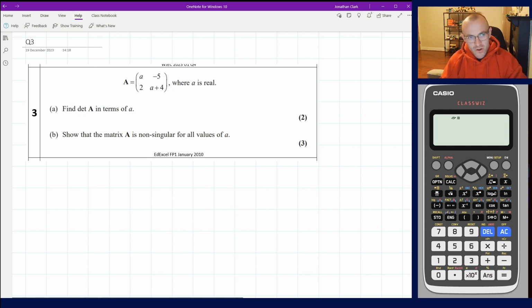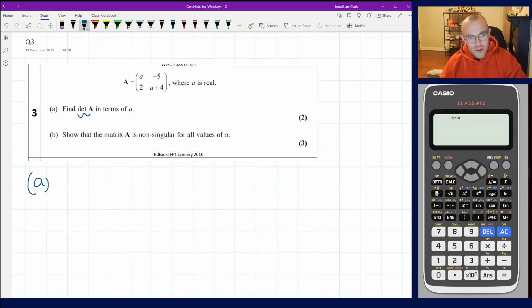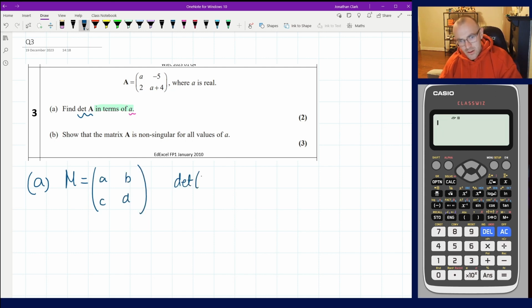So first of all, let's have a look at part A, which says find the determinant of the matrix A in terms of a, which essentially just means that we're expecting this little a to show up in our final answer. So once again, for any matrix, the determinant of it is the top left and bottom right elements multiplied together, subtract the product of those other two elements, ad minus bc.